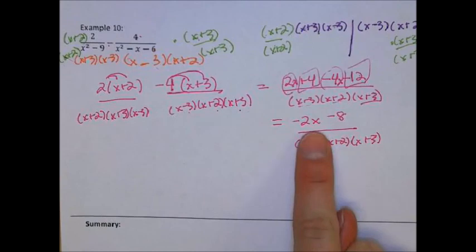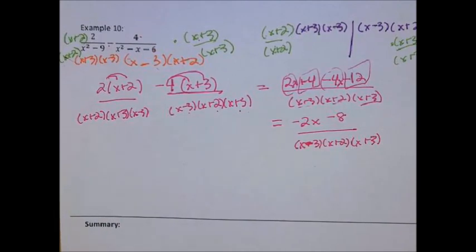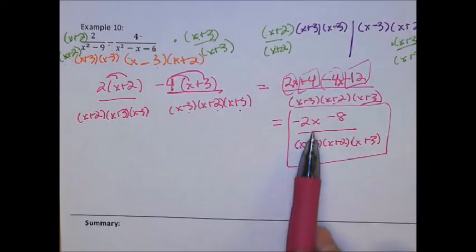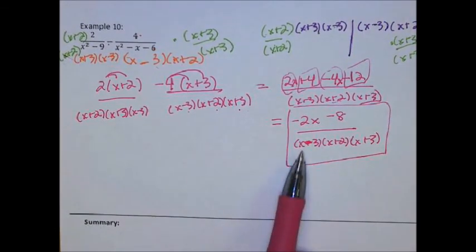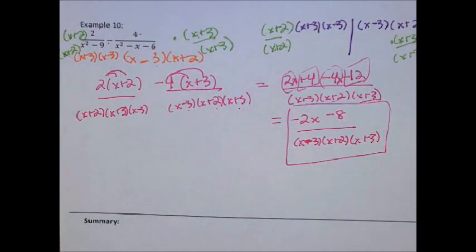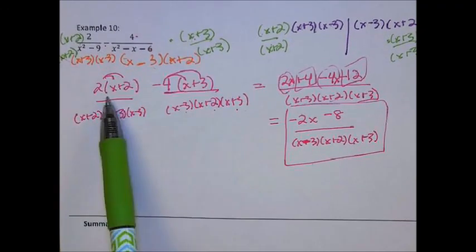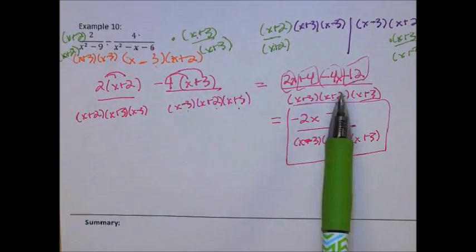So I combine like terms, rewrote the denominator, and that is our final answer. I can factor negative 2 from the top, but it won't match the bottom, so it doesn't really matter. So again, find your factors, multiply by what's missing, distribute, and then combine like terms.